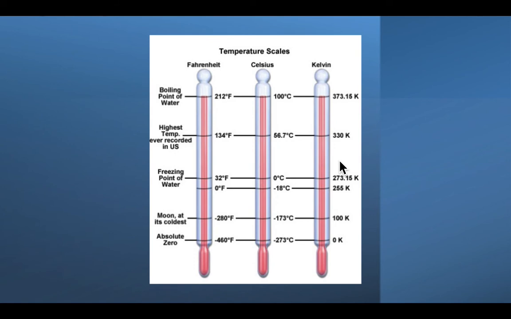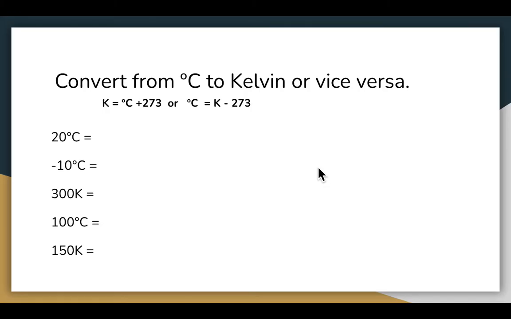Notice the Kelvin degrees are the same size. While the freezing point of water is 273 and the boiling point of water is 373, there are still 100 marks between the two, and that's why the conversion is so easy. So let's see if you get this. Convert from 0 degrees Celsius to Kelvin or vice versa. Take a minute and jot down your answers.